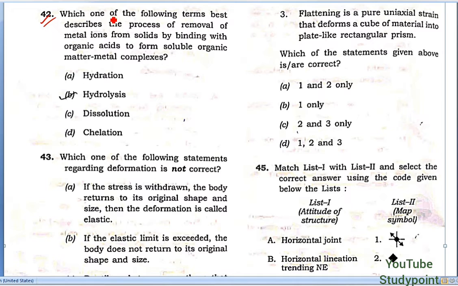Question number 42. Which one of the following terms best describes the process of removal of metal ions from solids by binding with organic acids to form soluble organic metal complexes? Right one is option D, chelation. This is the chelation definition.